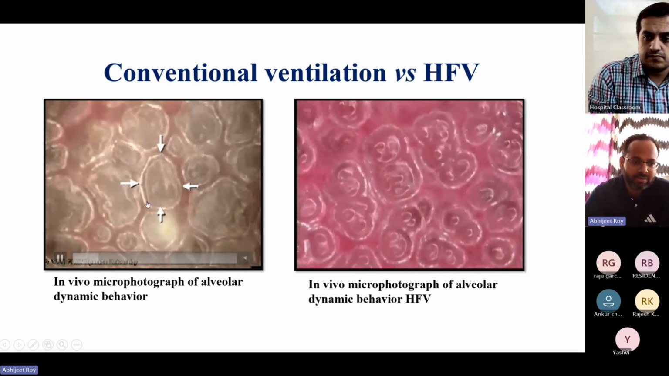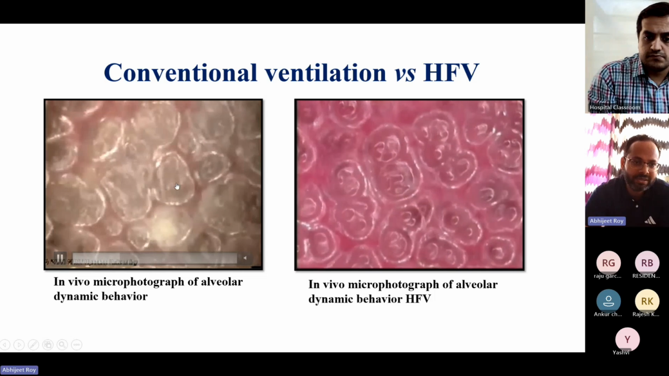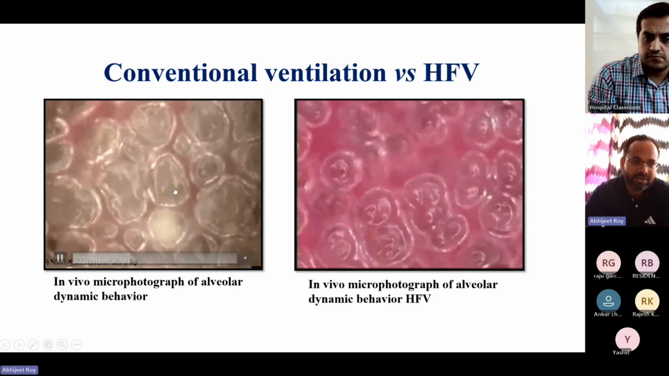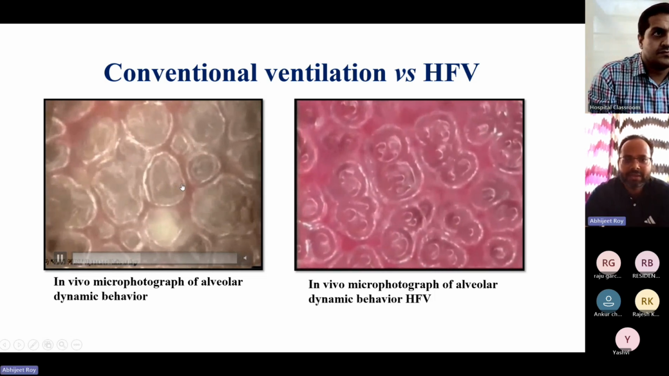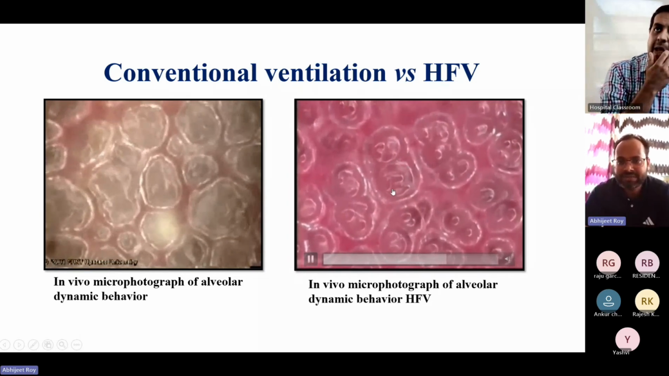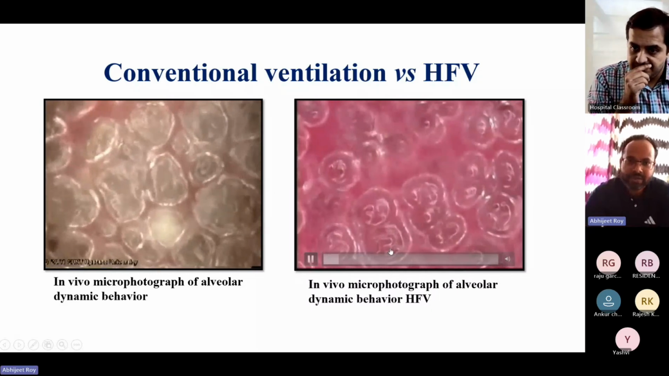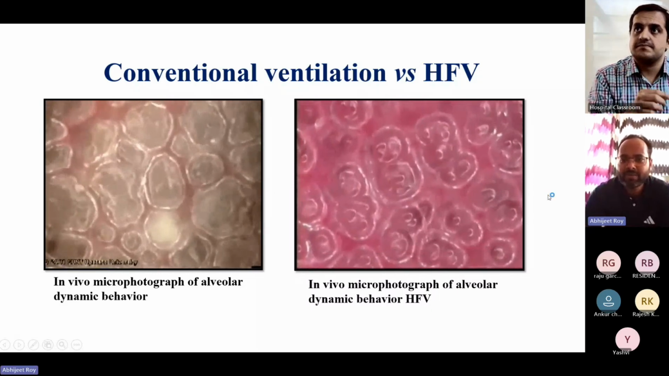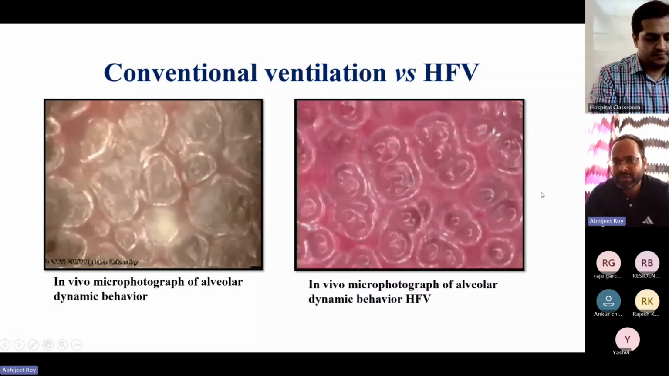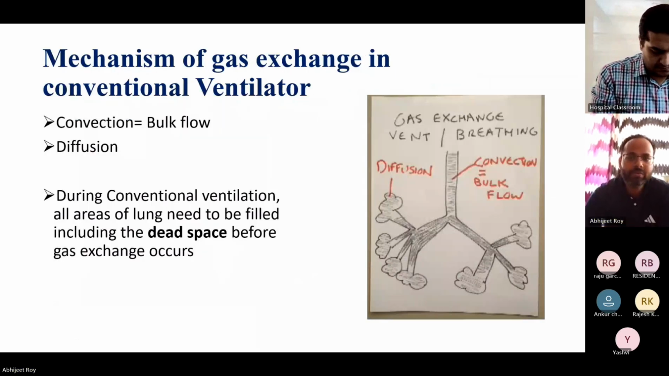Here we can see that in conventional ventilation, the dynamic behavior of the alveoli could be seen, and the architecture is distorted. But what happens in high frequency ventilation? There is continuous distending, and the architecture of the alveoli is preserved. So this helps in better surfactant pooling, whether we give exogenous surfactant or endogenous surfactant is there, and also less injury. So now, how does gas exchange occur in various modes of ventilation?